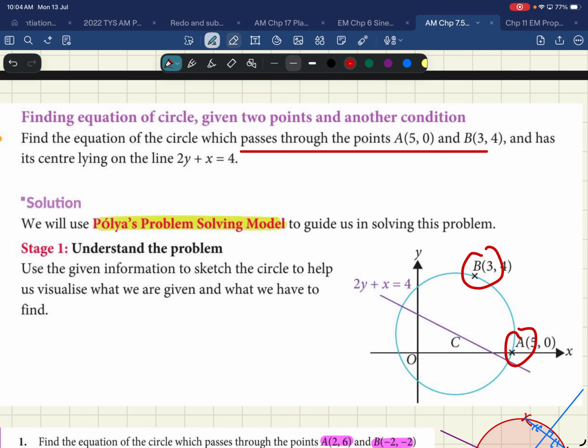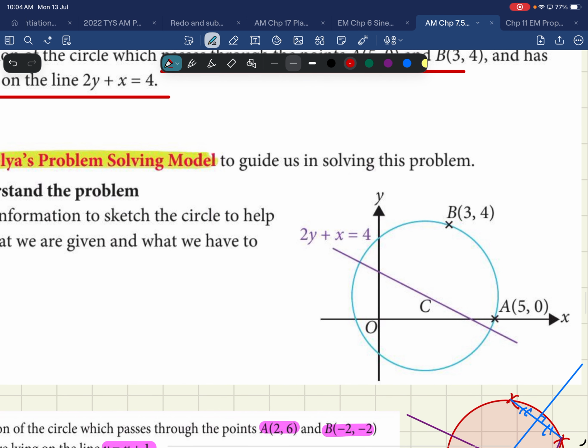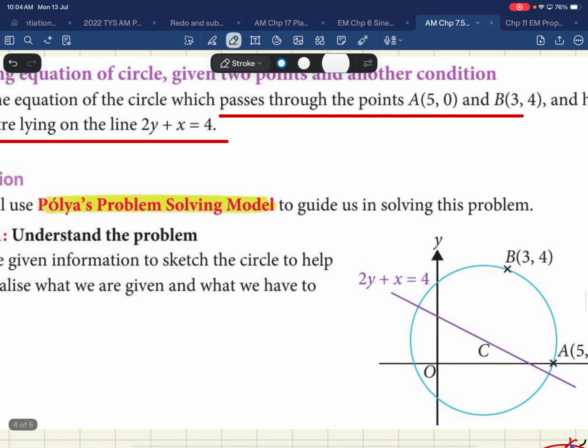Okay, so now, next thing. The center of the circle lies on this line. So they drew a line, and the center of the circle is on this line. But where is it? Is it here? Is it here? I don't know. I only know it's on this line. So far, okay? So now, we're going to continue.